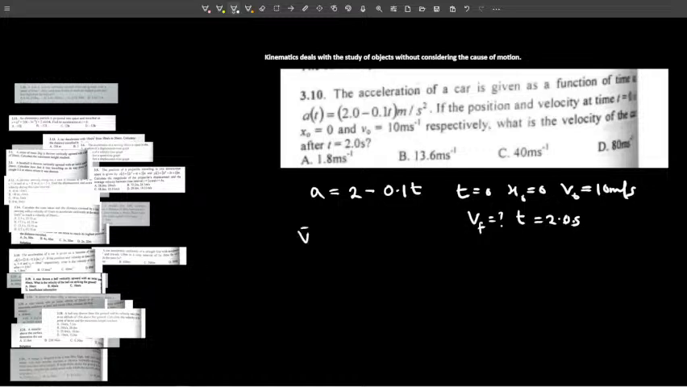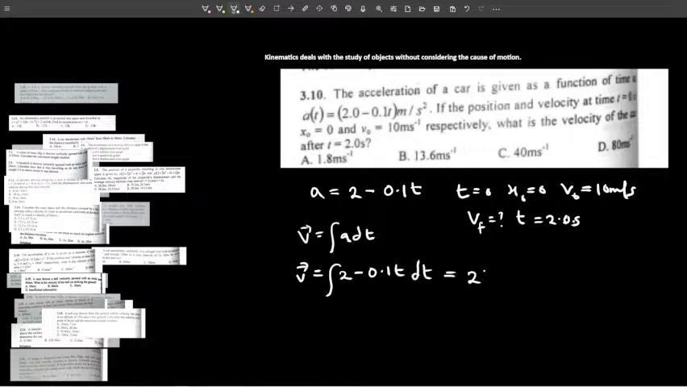Don't forget that v is equal to the integral of a dt. Don't forget that v is equal to what? Integral a dt. Are you following? That means that v is equal to the integral. What is my a here? My a is 2 minus 0.1t, so the integral of 2 minus 0.1t dt.